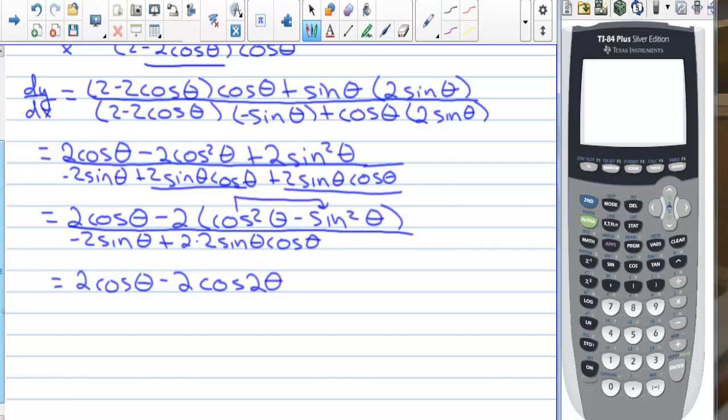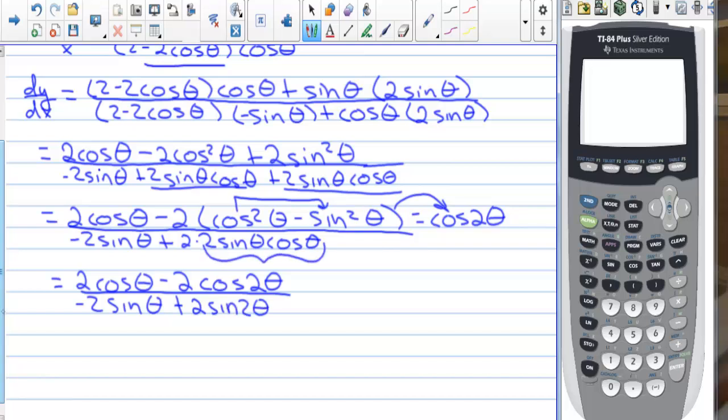Cosine squared minus sine squared, that little piece right there, is equal to the cosine of 2 theta. And then in the denominator, we have negative 2 sine theta, and then plus 2 times sine of 2 theta. This piece right here is the double angle formula for sine of 2 theta.